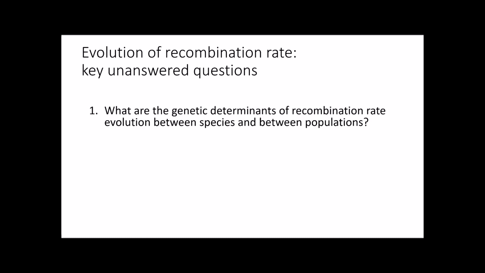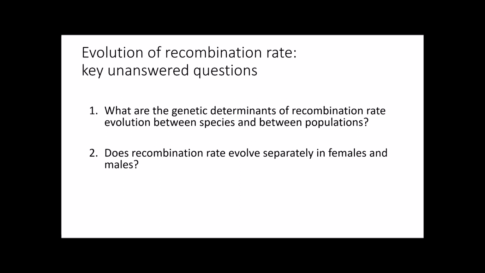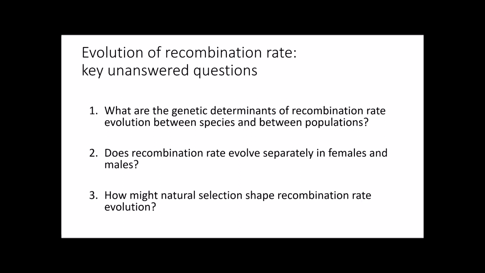And from where I sit, despite this ramping up of interest, there are still some key unanswered questions that I'm going to try to address today. What are the genetic determinants of recombination rate evolution between species and between populations? Does recombination rate evolve separately in females and males? And finally, I'm going to show you a little bit of data and speculate about this last question, which is the hardest one for us to answer. How might natural selection shape recombination rate evolution?